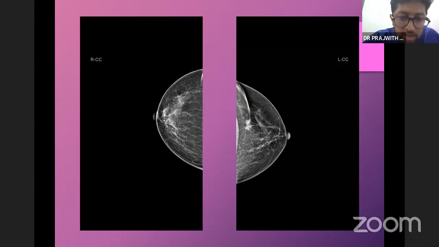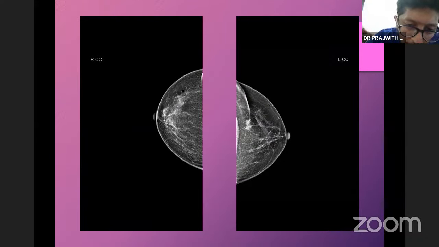Yes, sir. In the right breast craniocaudal view, the outer quadrant is showing an irregular spiculated mass-like lesion. Okay. First thing is, if you are calling this a mass-like lesion, that doesn't look mass-like. It does not have the classical circular or convex margin. It doesn't have that convex margin.